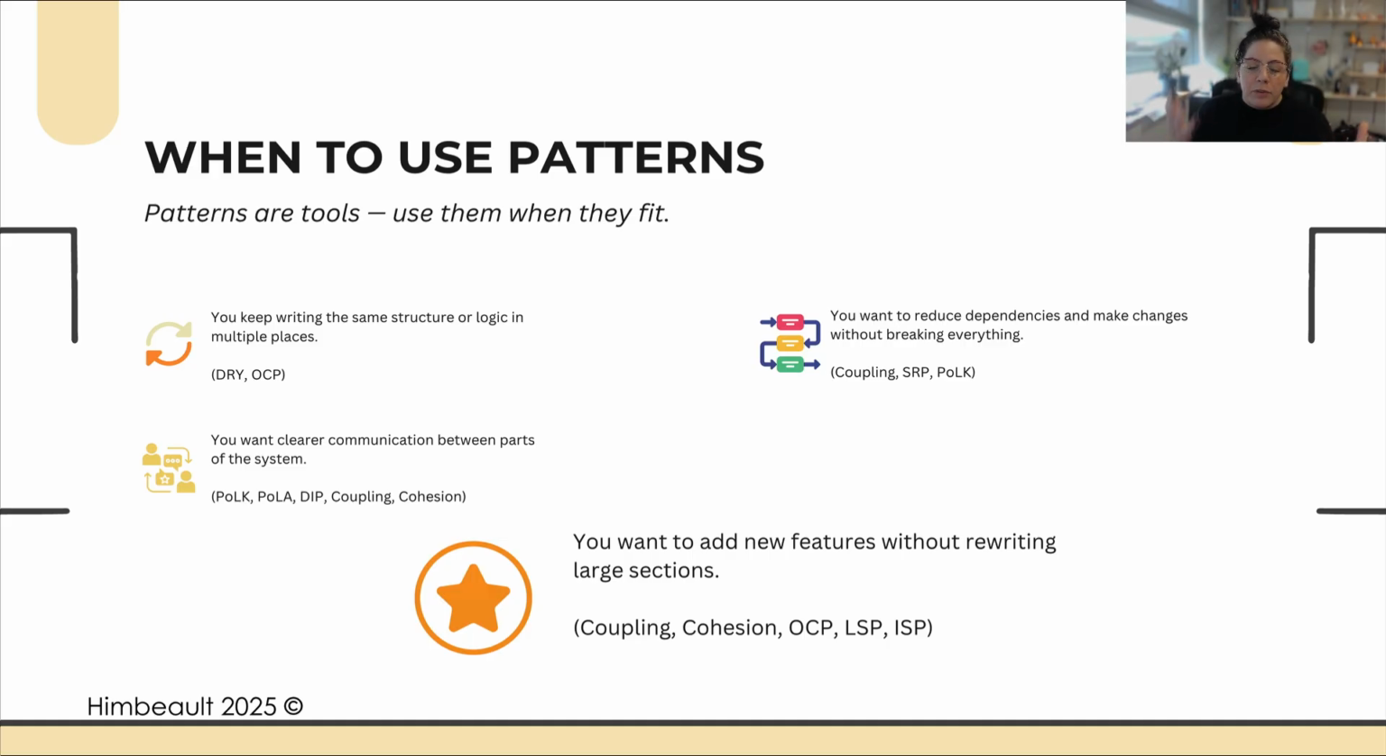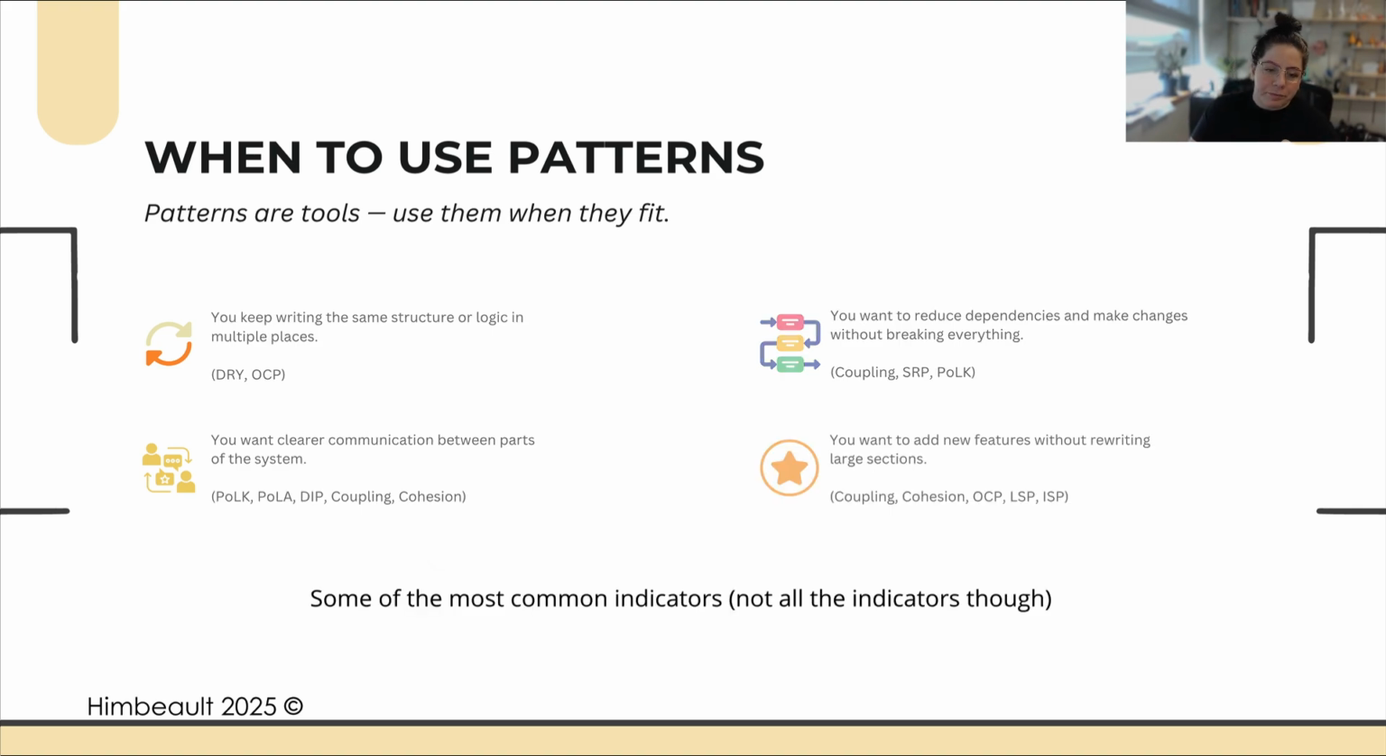Or if you want to add some new features without rewriting large sections of code. So there are patterns that are specifically defined to help us in scenarios where we have lots of code that already exists, and rather than refactoring all of that, we want to add something new. We can employ certain patterns to bring this idea together. So when we've got coupling or cohesion concerns, open-closed violation concerns, Liskov substitution, or interface segregation principle concerns, right?